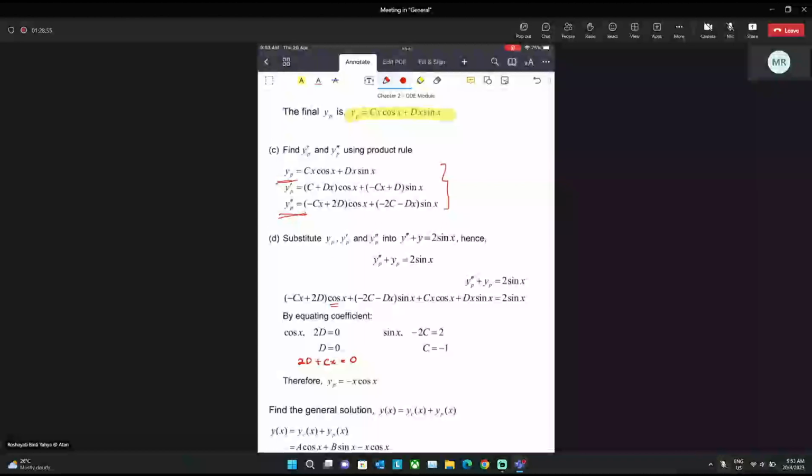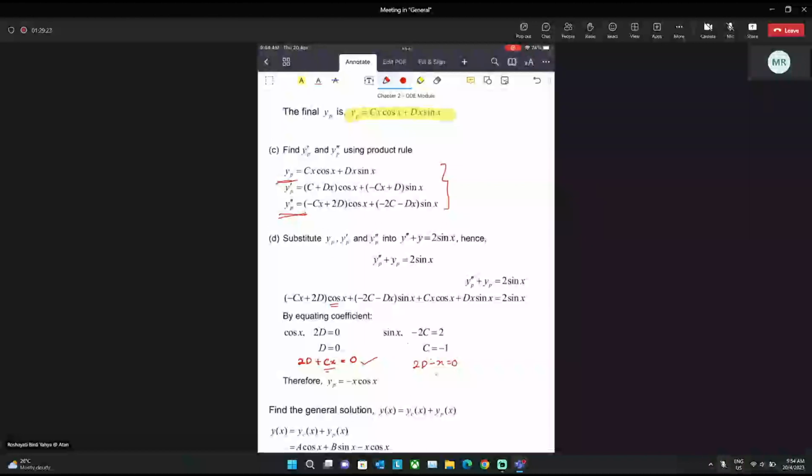Saya buat sin x dulu. Sin x tu saya dapat C equals to negatif 1. Lepas tu saya substitute dalam equation cx tu. So saya dapat 2D minus x equals to 0. Lepas tu saya dapat x over 2. Yang ni awak selesaikan tak? Saya buat sin dulu, dan baru saya buat cos. Buat sin dulu? Oh, okey lah.